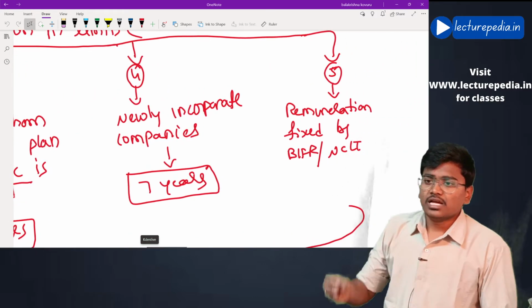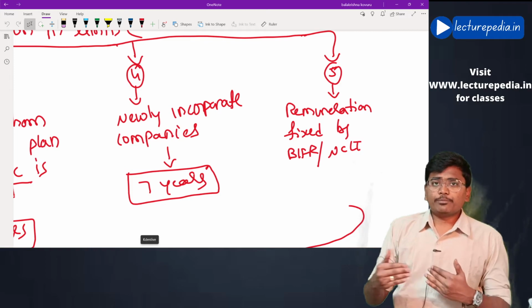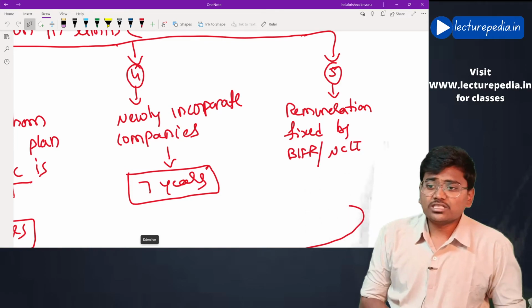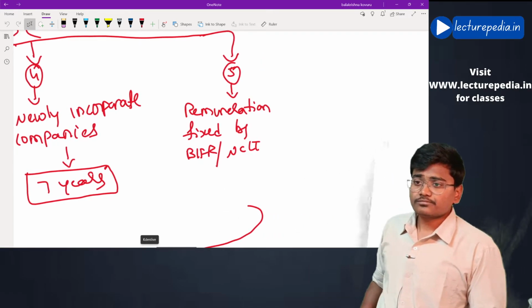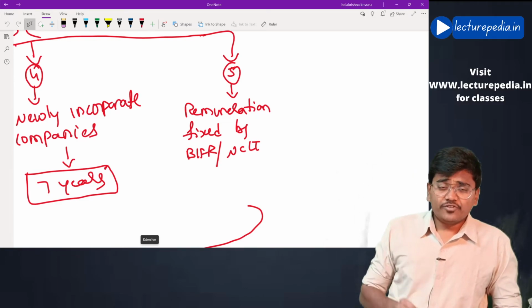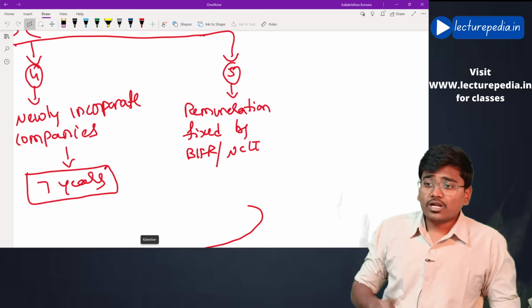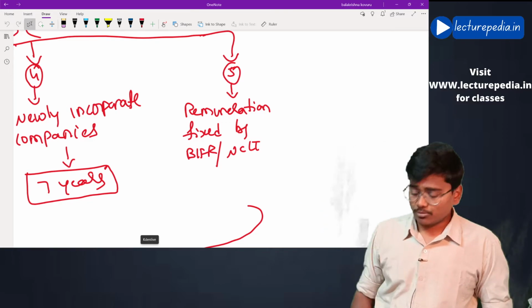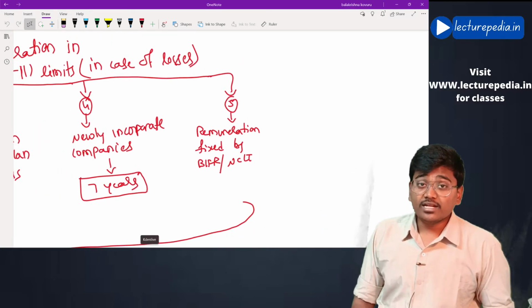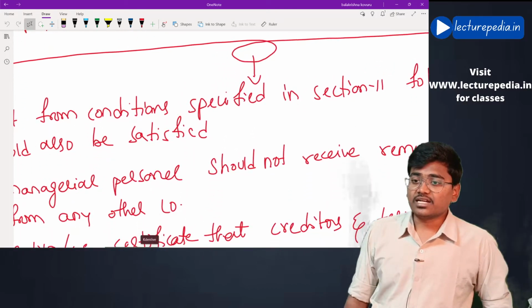Next, a newly incorporated company can pay the remuneration even though it is incurring losses for a period of 7 years. And if remuneration is fixed by BIFR or NCLT, that is National Company Law Tribunal, then also the remuneration can be paid subject to the 3 conditions. What are the 3 conditions?